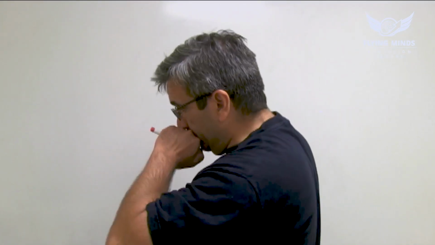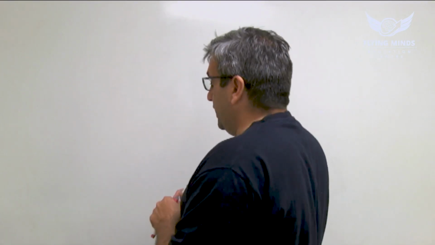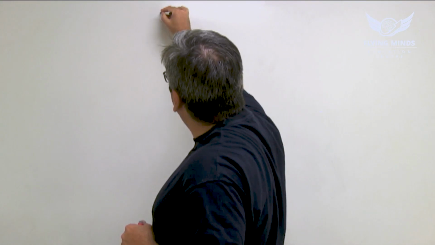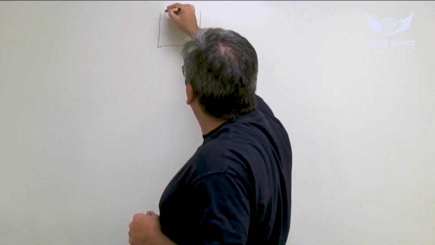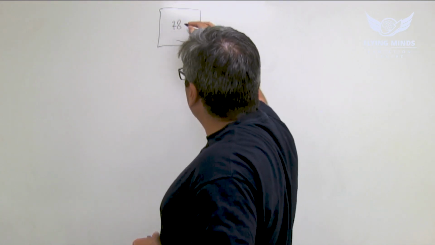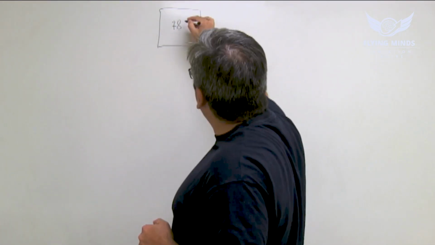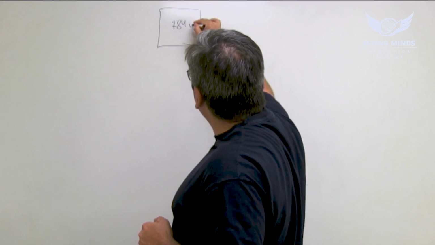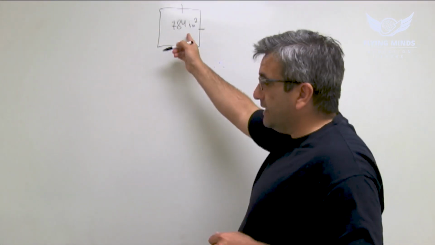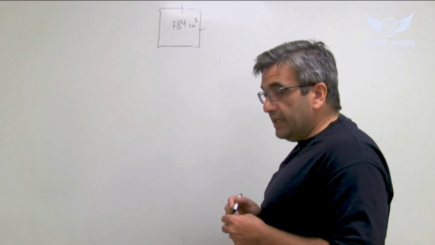So now we need to figure out, we have a square, and the area of the square is 784 inches squared. So how can we prove that this is indeed a square?